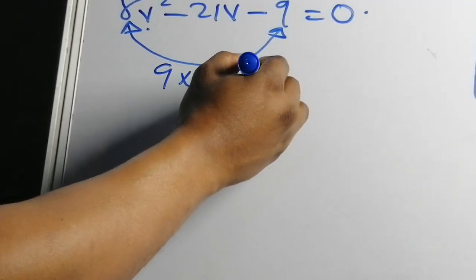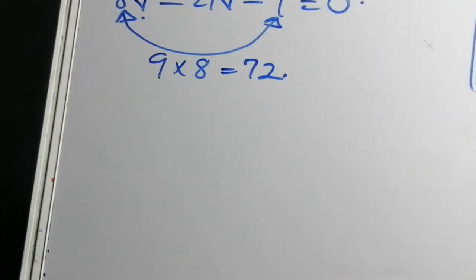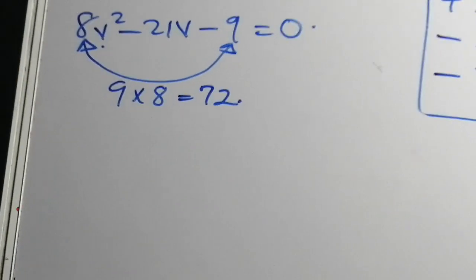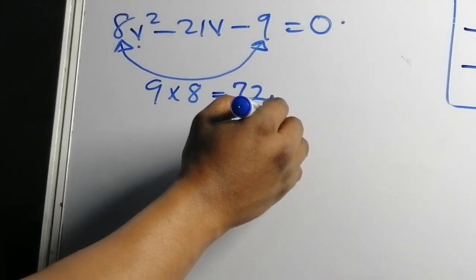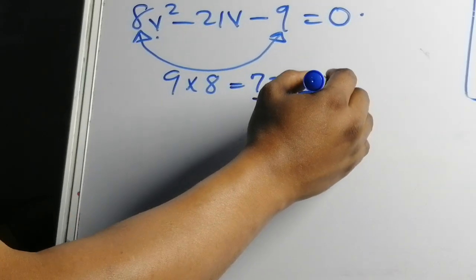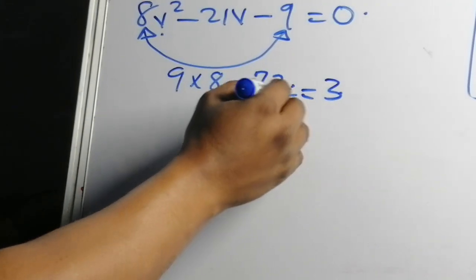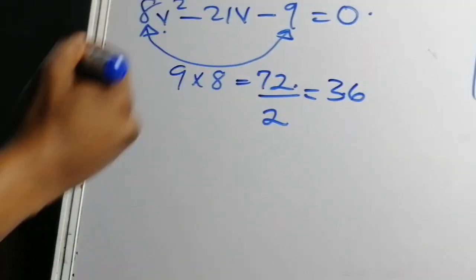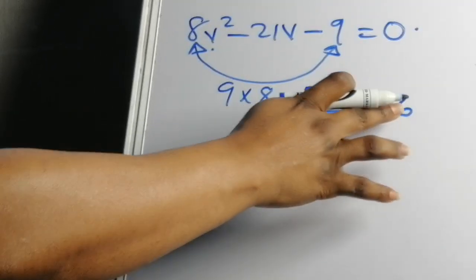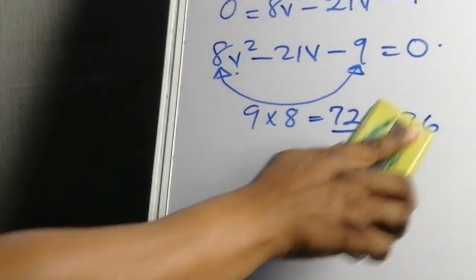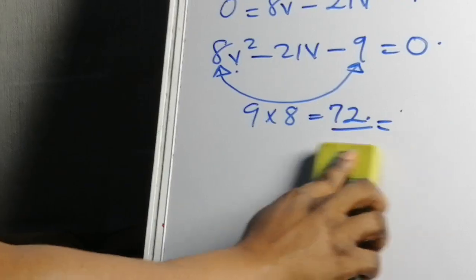So 9 times 8 here is what? 72. So you look for a value that you can divide 72 by that will give you 21. If I use 2 here, 3 times 2 is 6, in 12, that is 6 times 2. If I subtract or add this, it will not give me 21. So it means that 2 cannot work for me.